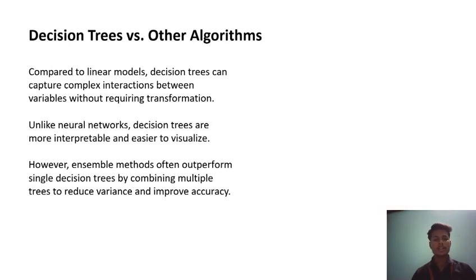The next slide, decision trees versus other algorithms. Decision trees compared to linear models: they can capture complex interactions between variables without requiring transformation. Unlike neural networks, decision trees are more interpretable and easier to visualize. However, ensemble methods often outperform single decision trees by combining multiple trees to reduce variance and improve accuracy. This is decision trees versus other algorithms.